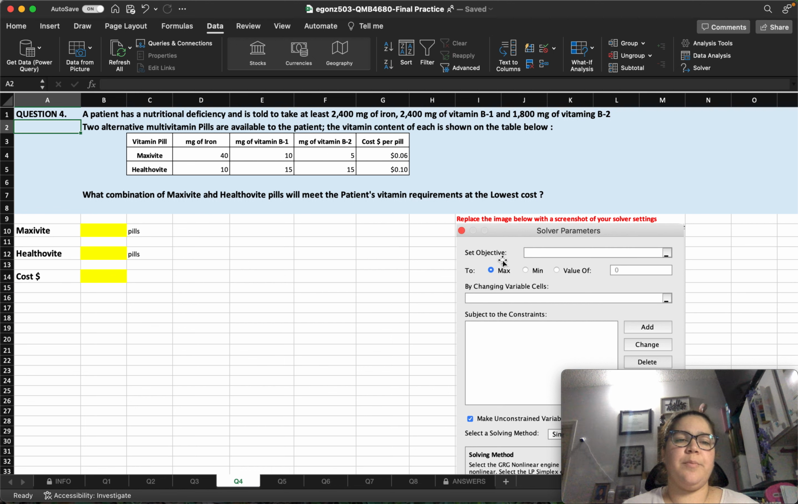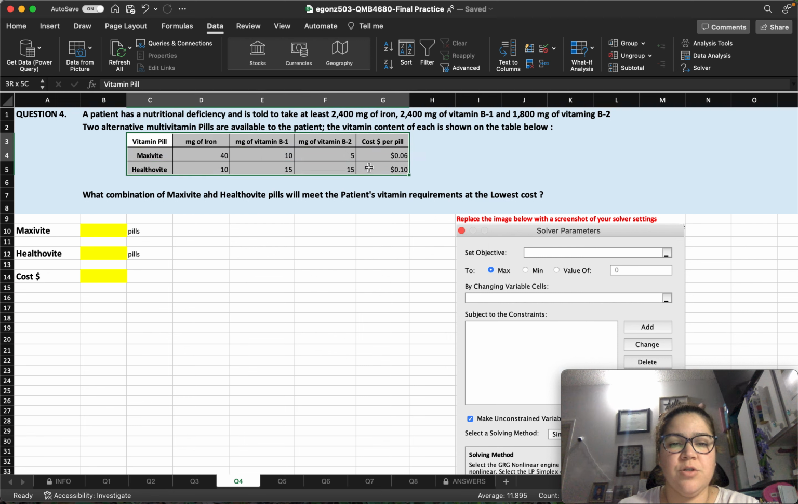Question 4. It says a patient has a nutritional deficiency and is told to take at least 2,400 milligrams of iron, 2,400 milligrams of vitamin B1, and 1,800 milligrams of vitamin B2. Two alternative multivitamin pills are available to the patient. The vitamin contents of each is shown on the table below. So we have this table right here that is showing these two pills.